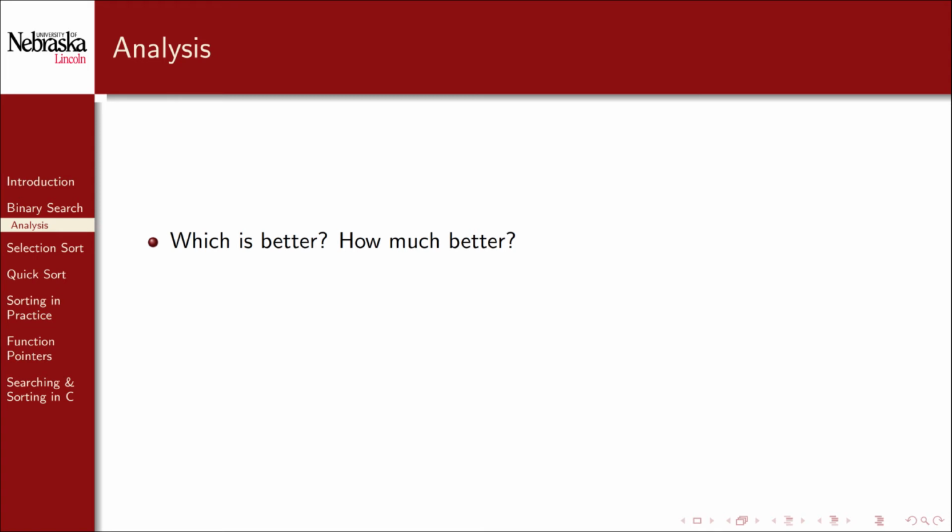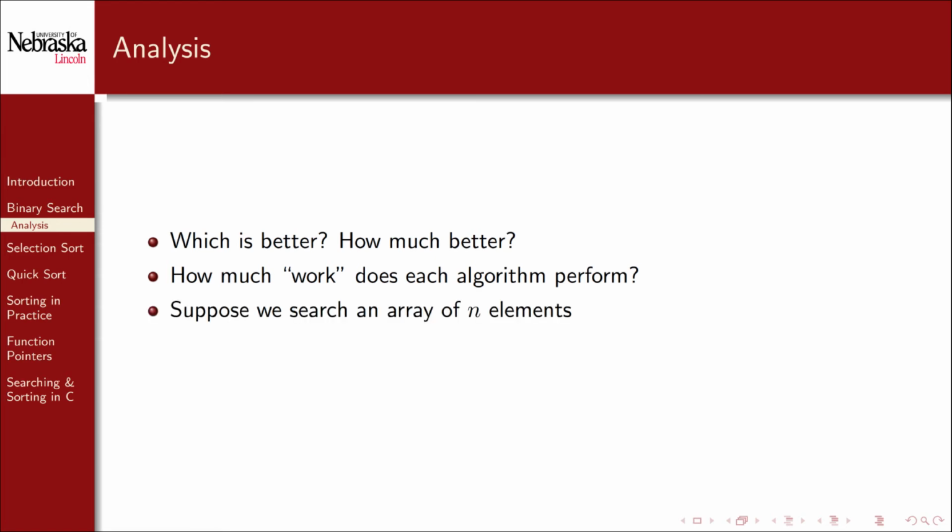Now that we've seen both linear search and binary search, which one is better, and how much better? We can quantify how good an algorithm is by analyzing how much work it performs. Intuitively, less work means less resources, computation time, memory, etc., which is generally preferable. Let's keep our analysis abstract. Suppose that we wanted to search an array containing n elements.